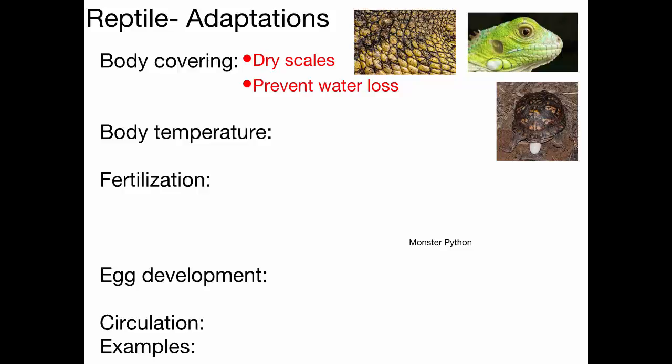Like fish and amphibians, reptiles have the same body temperature, which was what? Cold-blooded. Right, they are cold-blooded, which means they do not regulate their body temperature internally. But they do sometimes regulate their body temperature using different behaviors.